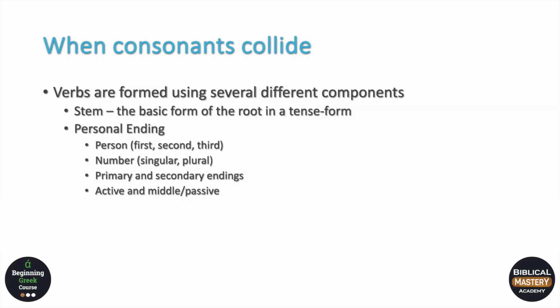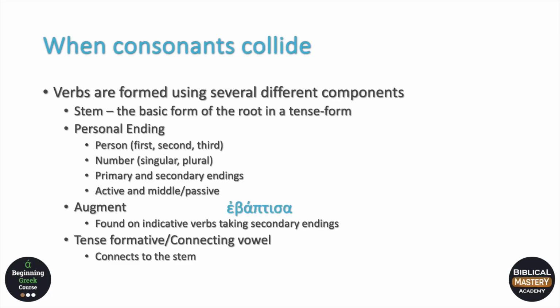So you have your personal ending that goes on the verb as well. You also have your augment. Now, ebaptisa, as we saw before, has that epsilon on the front. That's called an augment. The augment always goes on a verb that uses a secondary ending. So if the verb is going to add a secondary ending like ebaptisa does, then you're going to end up with an augment on the front of it, okay?